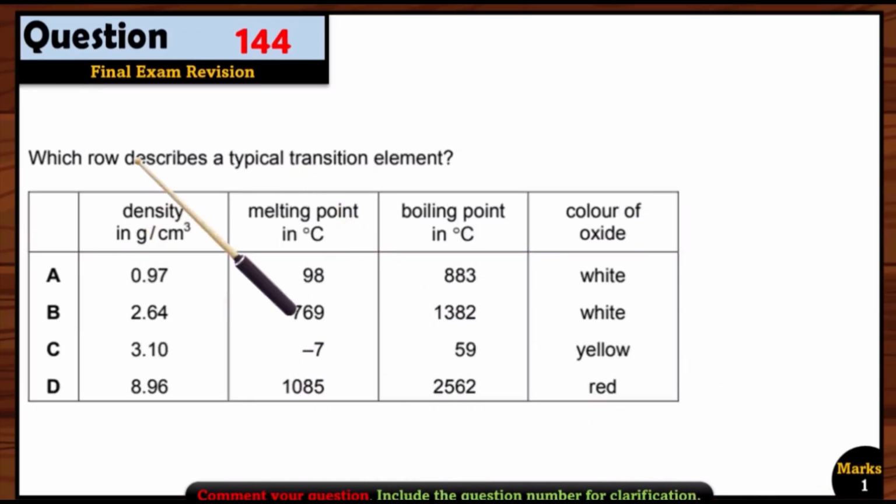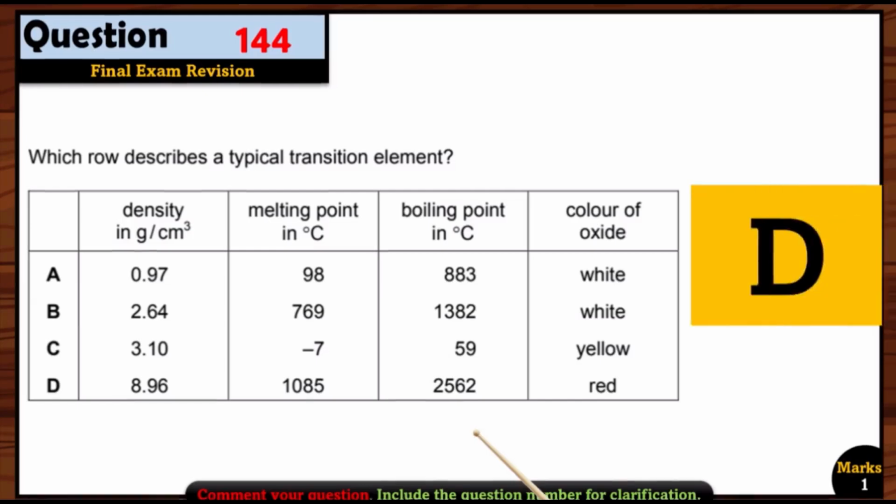Let's see question 144. Which row describes a typical transition element? Density, very high. Oh, and this is D. So let's look at the other options. Are they right or not? Colored oxides, yes, red. Boiling points, very high. Melting points, very high. So that's why option D is the right option here.